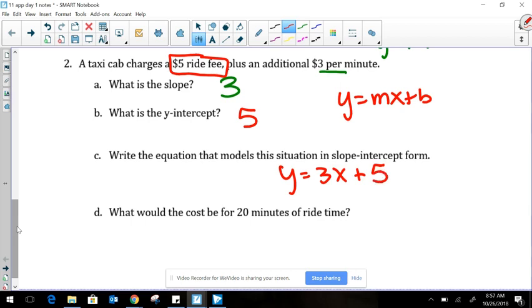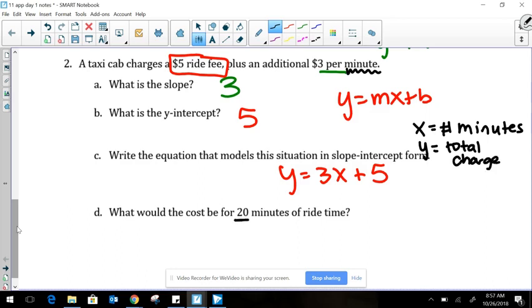It says, what's the cost for 20 minutes of ride time? So on the side here, I want to label my variables. I'm going to have x is equal to the number of minutes. Remember, you're looking for that per, and then your units typically right around that word. And then my y would be the total charge for the taxi. So total charge, total money, something like that.